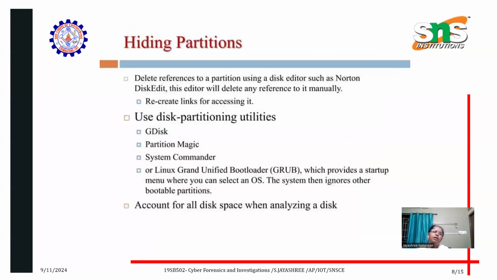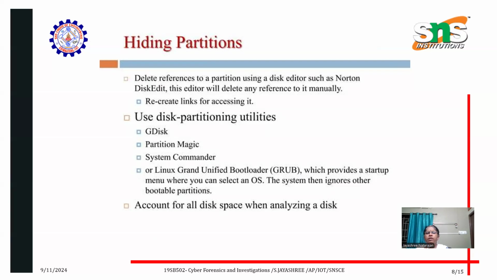Second one is hiding partitions. Delete references to a partition. You can segregate the disk space into various partitions. Delete references to a partition using a disk editor such as Norton Disk Edit. This editor will delete any references to it manually. Recreate links for accessing it.